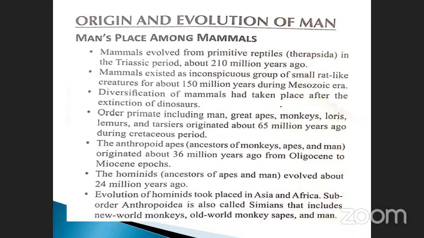Okay, these are all present in the book. Mammals existed as an inconspicuous group of small rat-like creatures for about 150 million years during the Mesozoic era. During this time, the dinosaurs were also present, isn't it? Diversification of the mammals took place after the dinosaurs. Okay, see, I already told you. Just note it down.